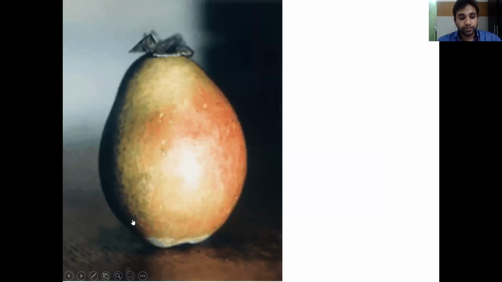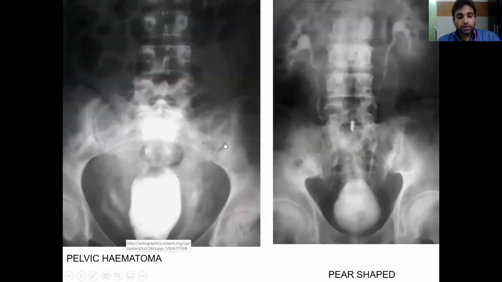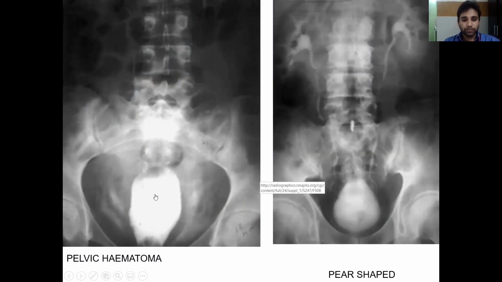Pear-shaped bladder. Here, the pear-shaped bladder. A pear-shaped bladder is one whose normal round or ovoid shape has been extrinsically compressed to resemble a pear. The pear may be inverted or upright, depending on how the excess pelvic tissue compresses the bladder. This is most commonly seen as a complication of pelvic hematoma.